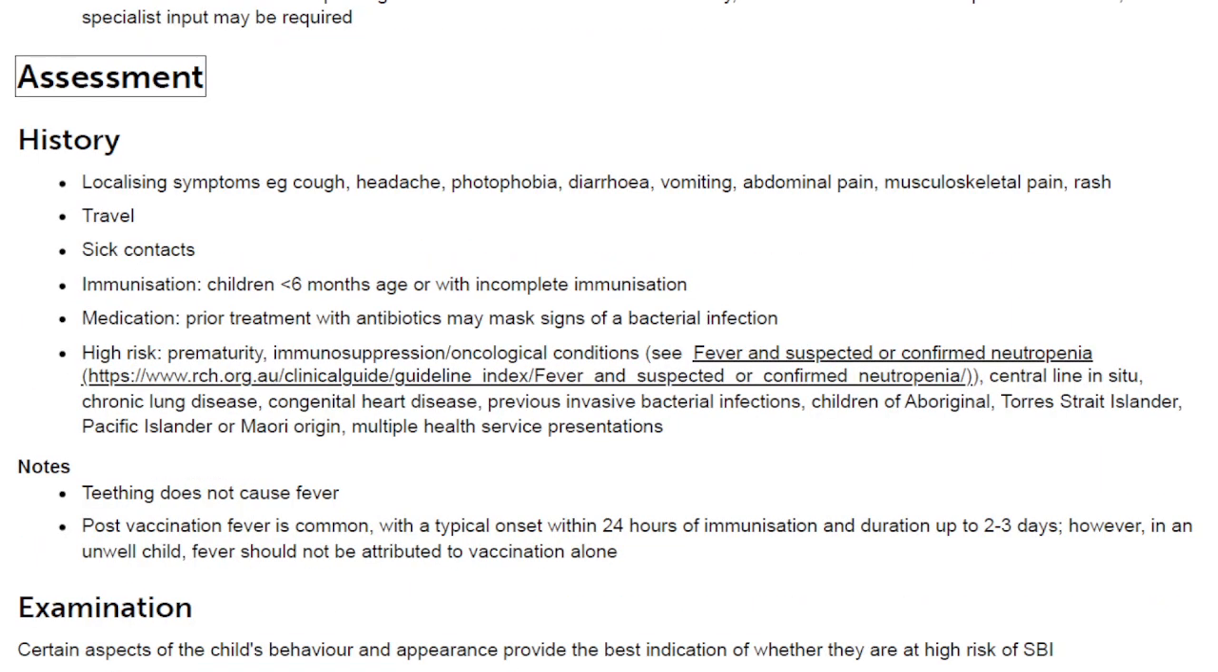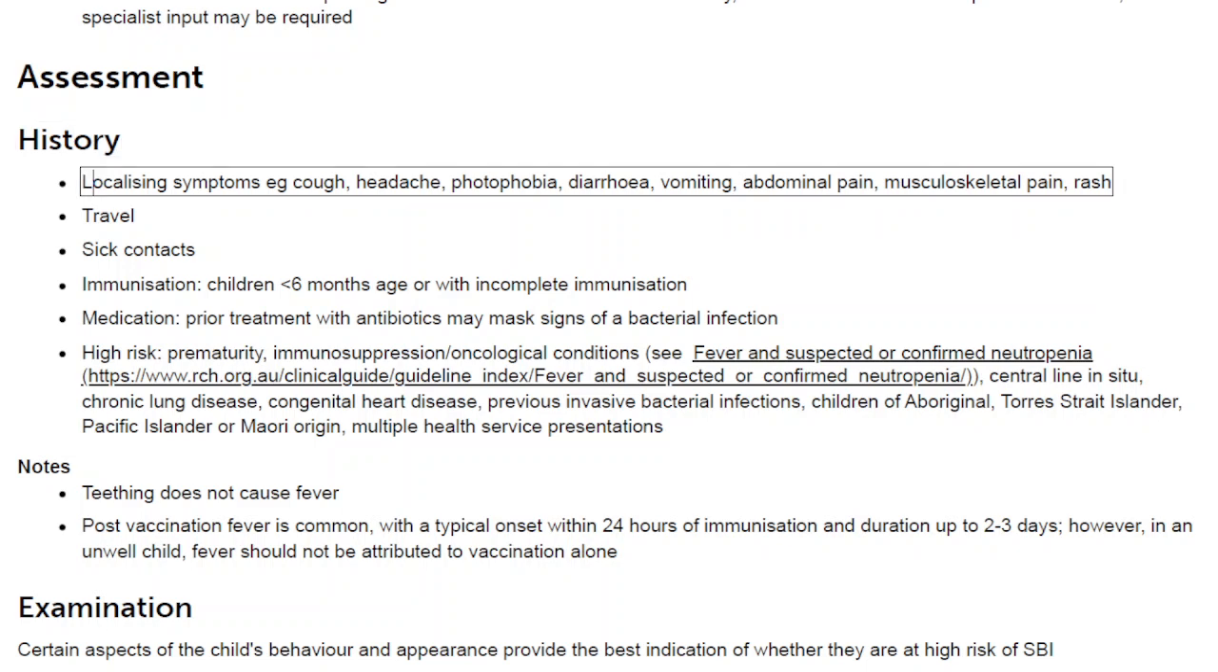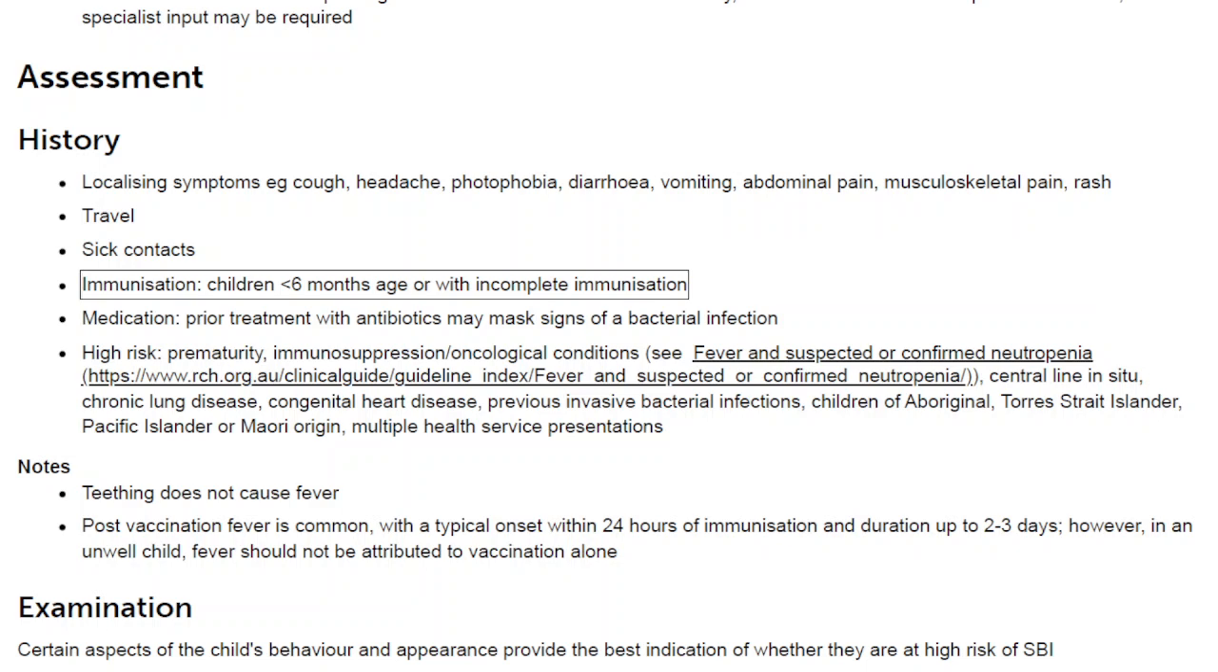Assessment. History. Localizing symptoms, e.g. cough, headache, photophobia, diarrhea, vomiting, abdominal pain, musculoskeletal pain, rash. Travel. Sick contacts. Immunization: children less than 6 months of age or with incomplete immunization. Medication: prior treatment with antibiotics may mask signs of a bacterial infection.